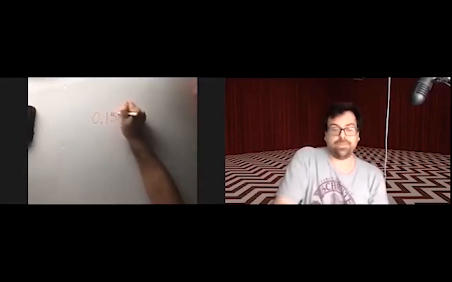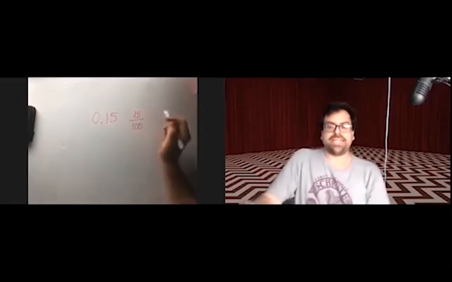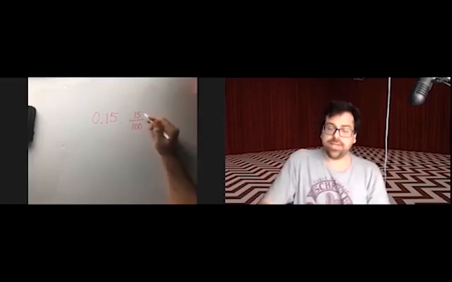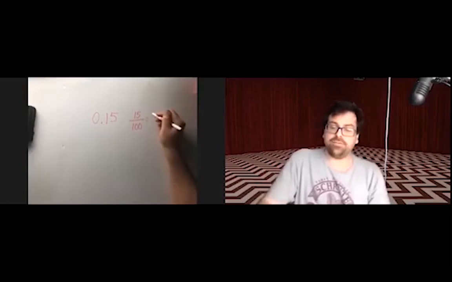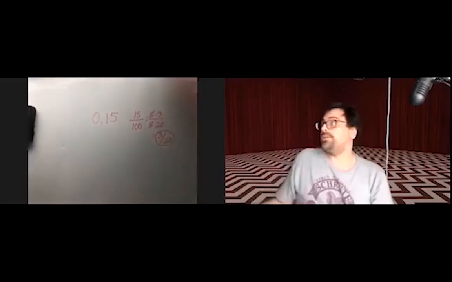0.15, tenths, hundredths, 15 hundredths. This reduces. They can both be divided by 5. 5 times 3, 5 times 20. 3/20.